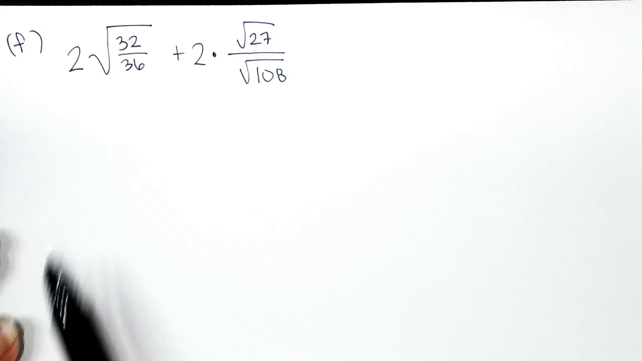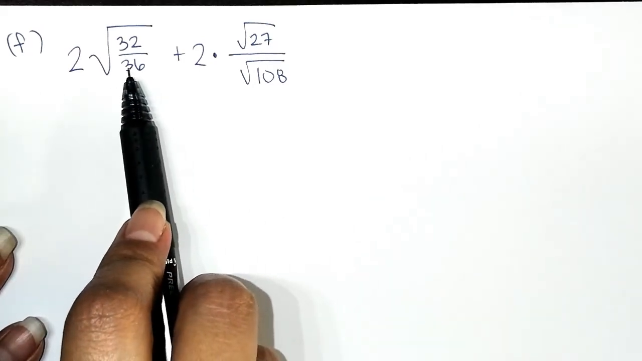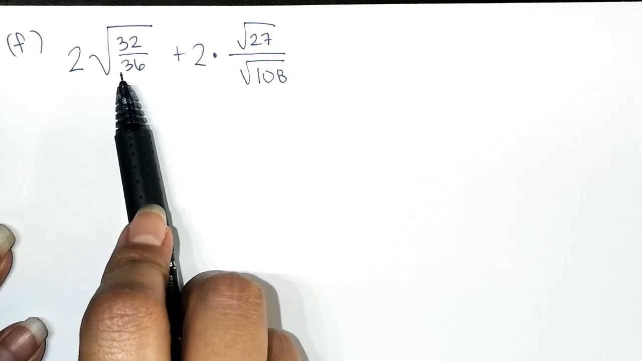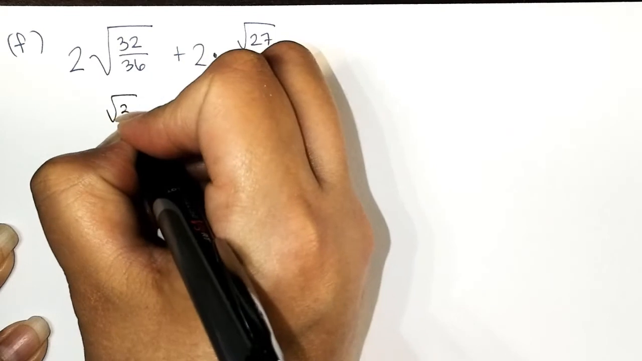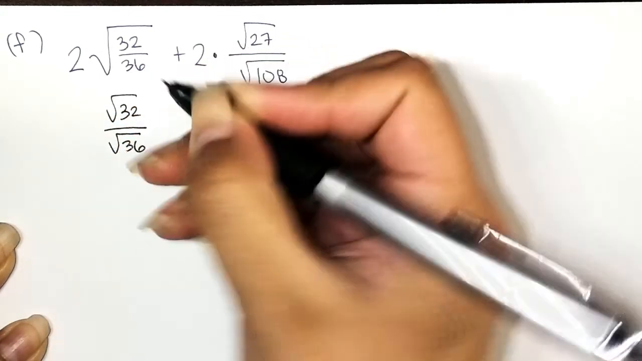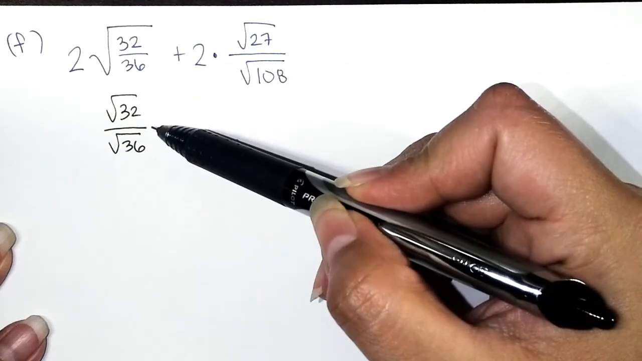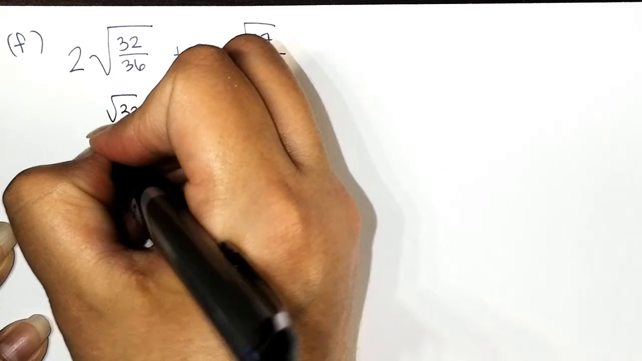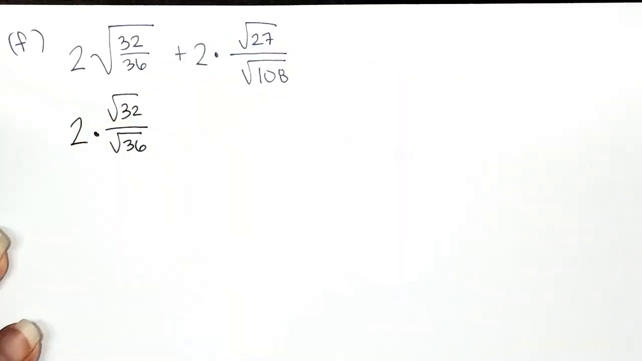So let's simplify this radical. Since the radicand is a fraction, we're going to use the quotient rule for radicals to split the top from the bottom. So we have the square root of the numerator divided by the square root of the denominator. And now that we have a division problem, we can't just put a 2 in front. Now we're going to have to force the multiplication sign. Okay, so we have 2 times the quotient of those radicals.